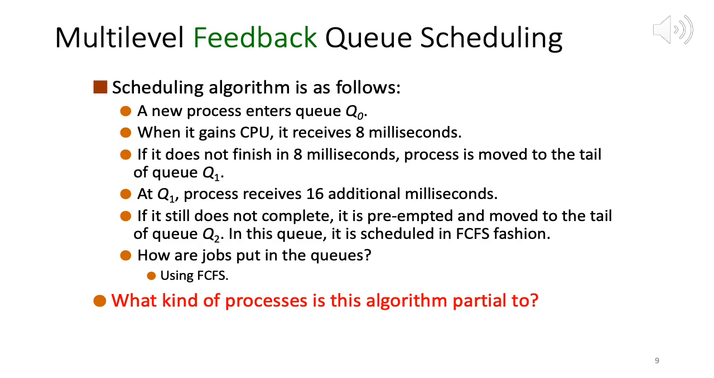So any process less than or equal to 8 milliseconds will finish execution the fastest. The longer a process is, the more time it will spend. So definitely partial to IO processes, right? I hope that's clear. Because the short processes will most likely finish in Q0 or Q1, right? Longer processes will go up to Q2, right?